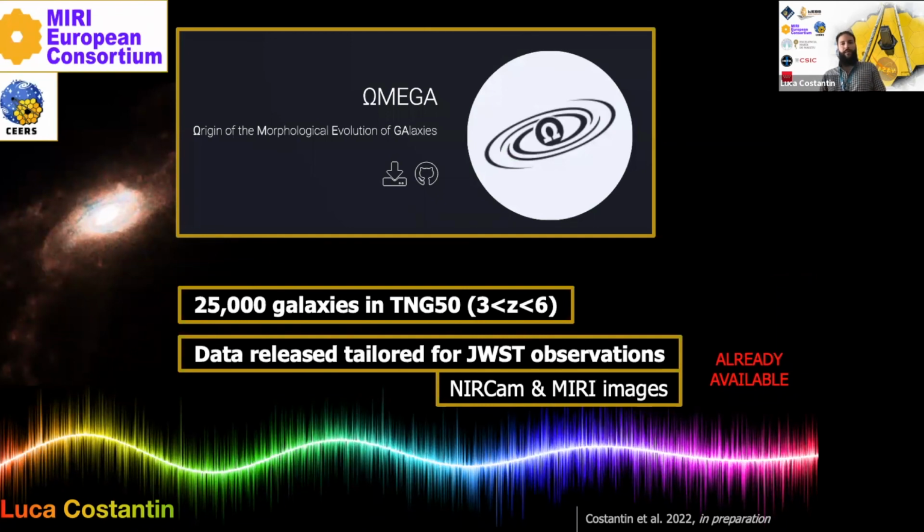Before concluding, I have a final remark about a new project which will come out soon, and this is OMEGA, Origin of the Morphological Evolution of Galaxies. This project aims at studying high redshift galaxies and their morphological properties. And getting ready for JWST NIRCam and MIRI observations, we produced images of about 25,000 galaxies from IllustrisTNG50. So the first data release of both synthetic images and NIRCam mock observations is already available for everybody, and I will leave you the link to retrieve it.